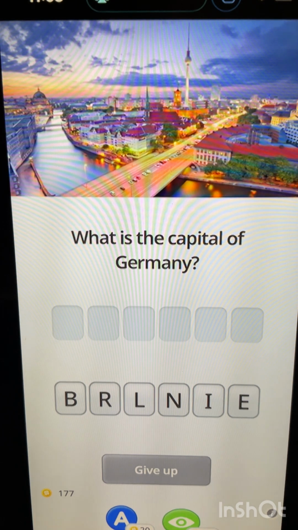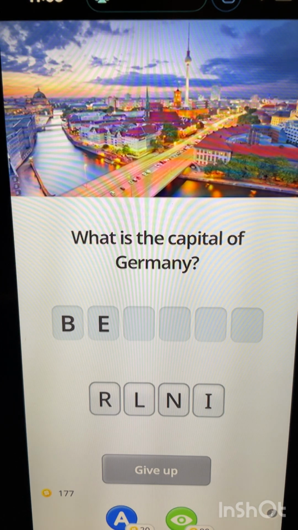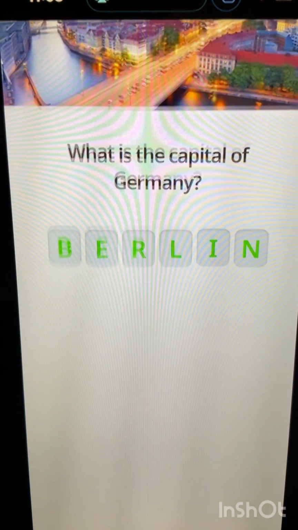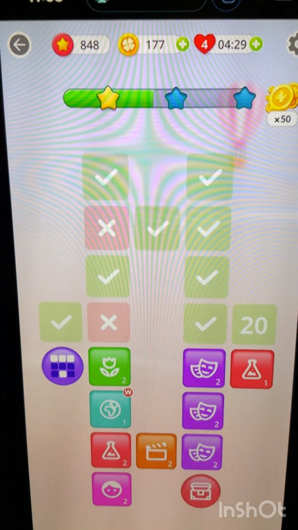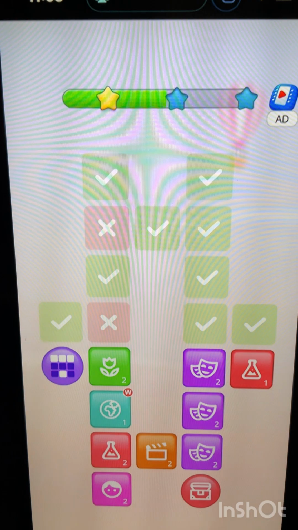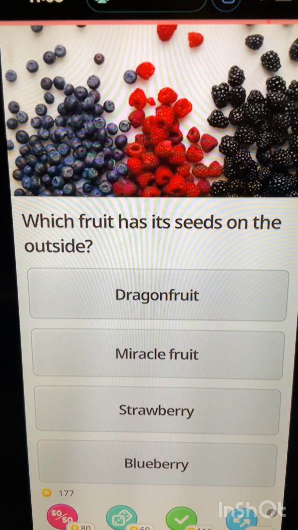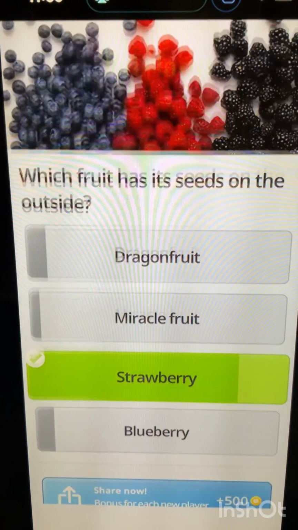So we're going to go for Berlin. So that is correct. Berlin is the correct answer. So we're going to go nature. What fruit has its seeds on the outside? A. Dragon fruit. B. Miracle fruit. C. Strawberry. And D. Blueberry. So the answer is strawberry.